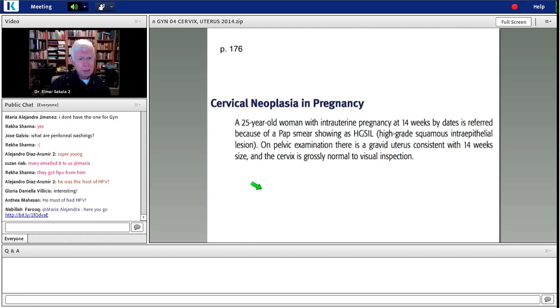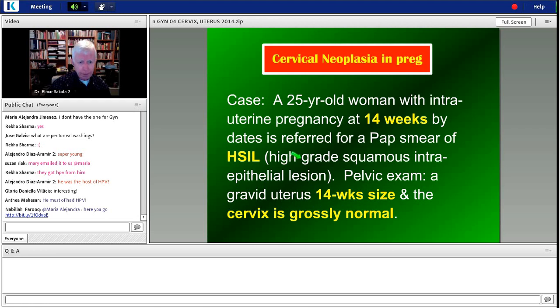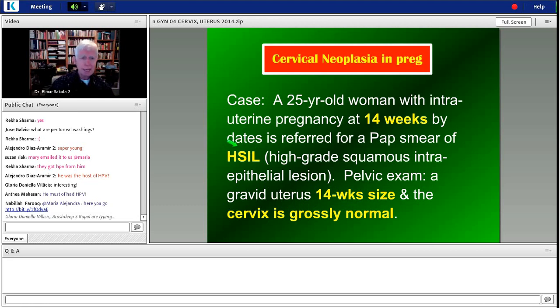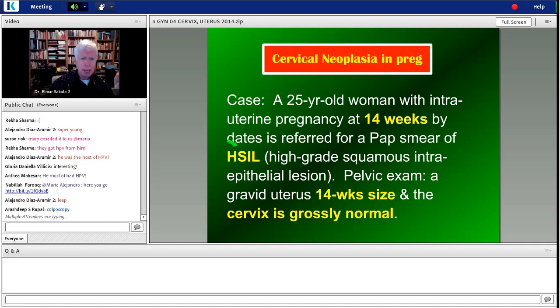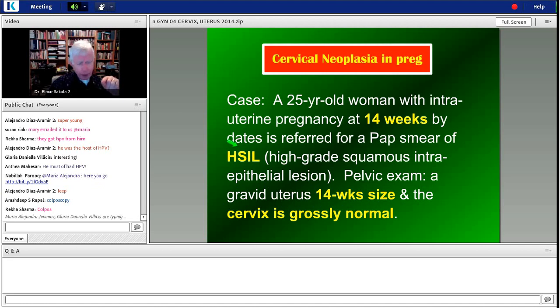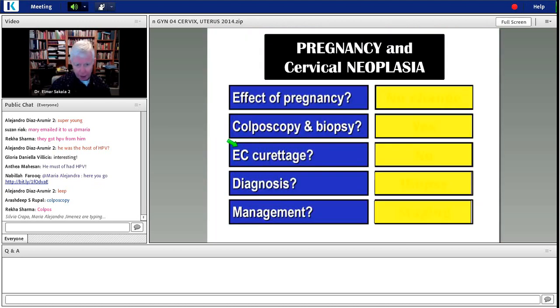Okay, let's look at cervical neoplasia in pregnancy. A 25-year-old woman with intrauterine pregnancy at 14 weeks by dates is referred for a pap smear of HSIL. We already talked about that. Pelvic exam, a gravid uterus, 14-week size, and the cervix is grossly normal. Now, what did we say would be the management with HSIL? The management with HSIL at any age is going to be colposcopy and biopsies. Typically, that's what we're going to do. Now, in pregnancy, we don't, because the likelihood of regression is so high.